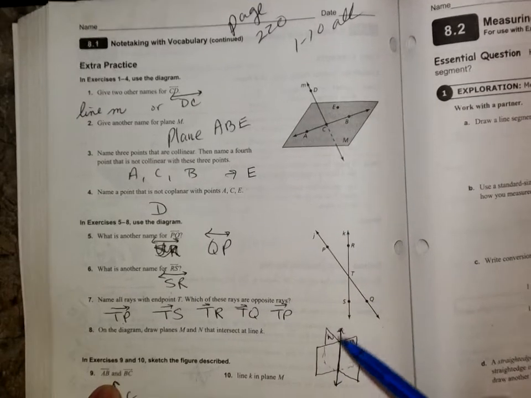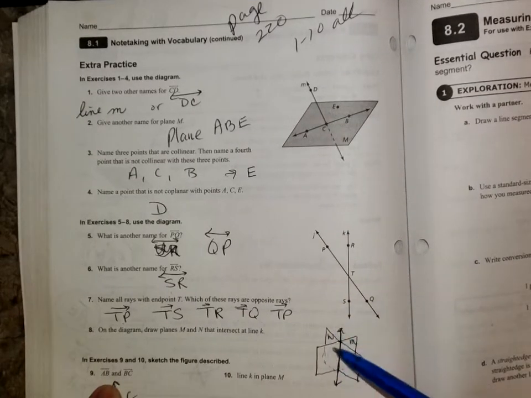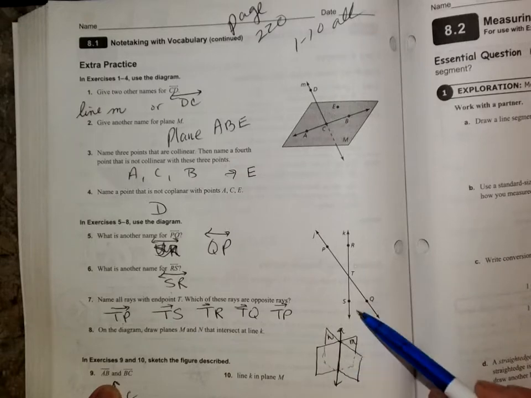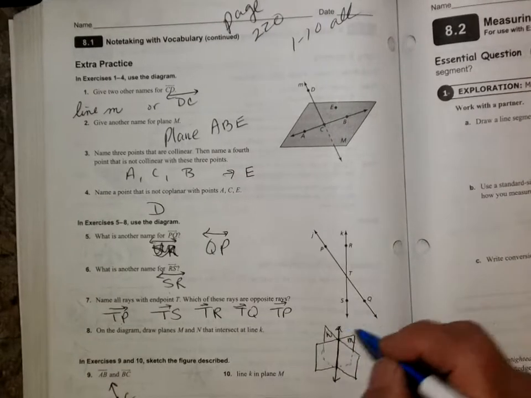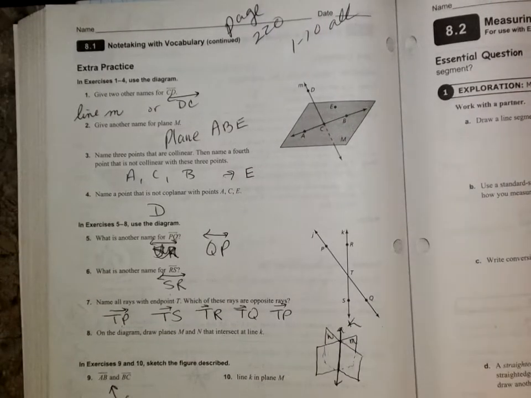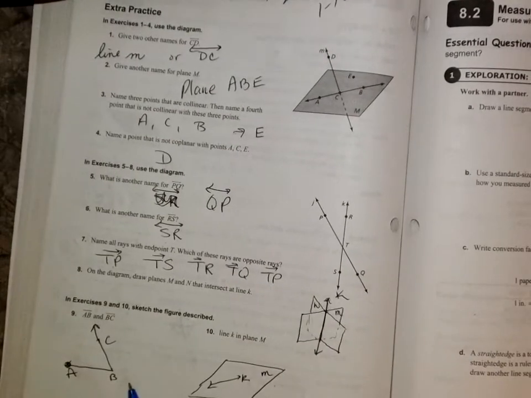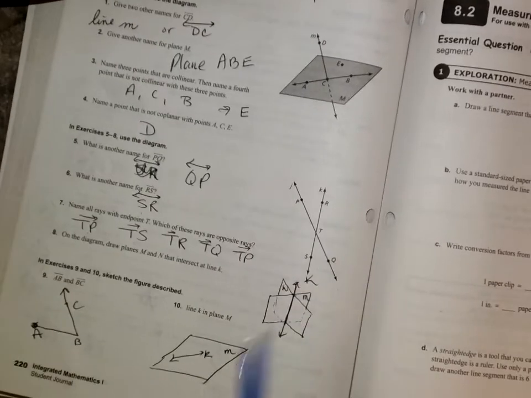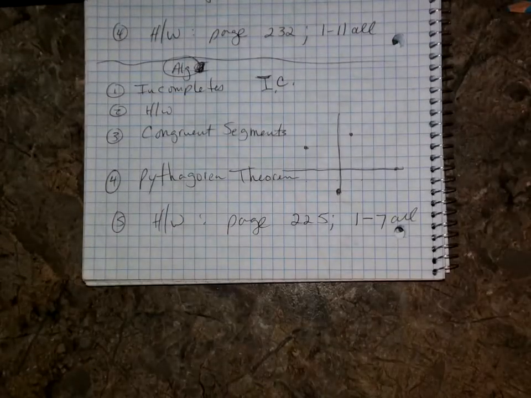Okay, so this was kind of hard to draw. Here's plane M, plane N. You can see it three-dimensionally, and here's a line that goes right through it called K. Number 9, here is AB, and I know that B is connected because they both have B, so I had to put B right there. And then finally, I've got a plane M and line K. Okay, so anyway, that's how you draw those. So today, let's take a look at today's work.